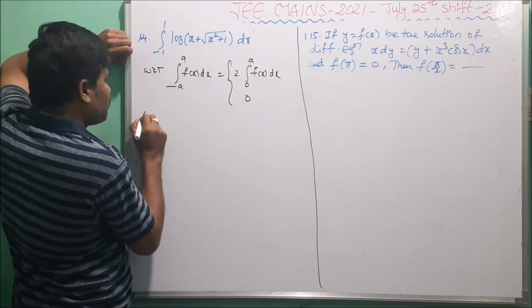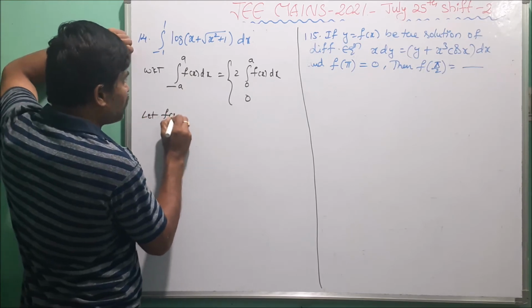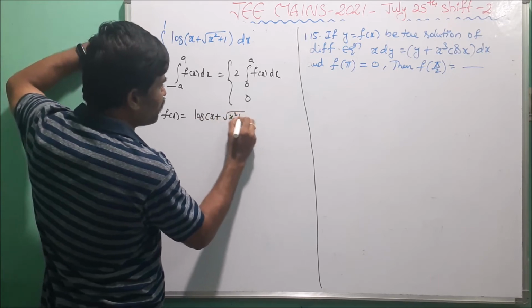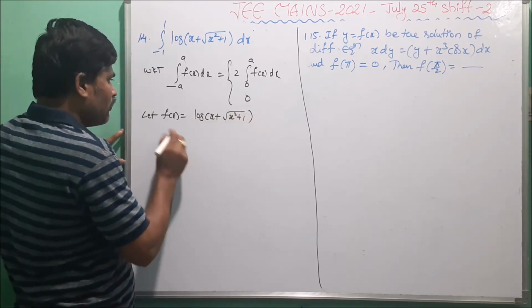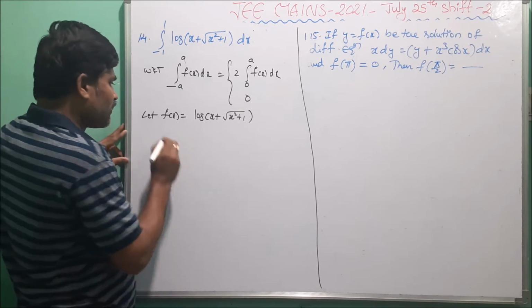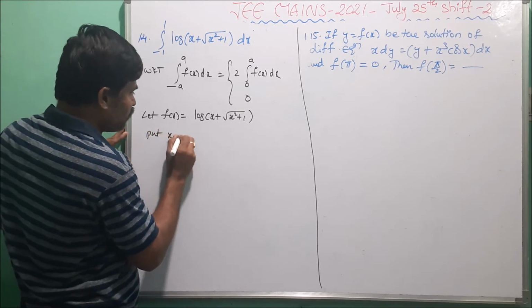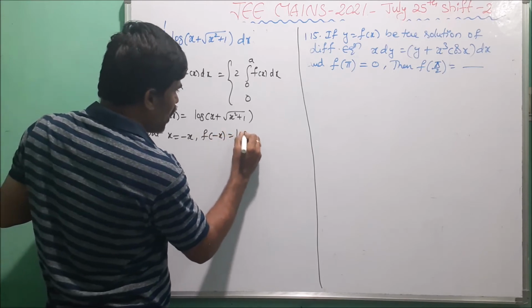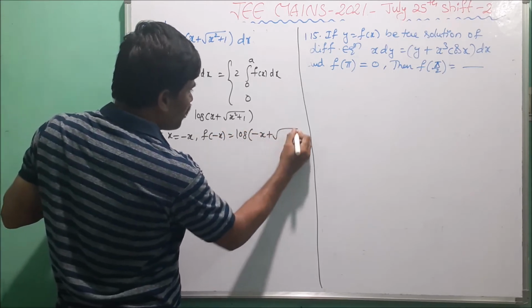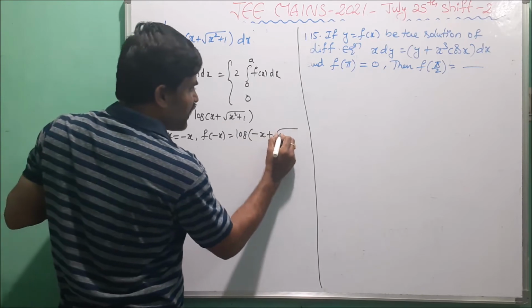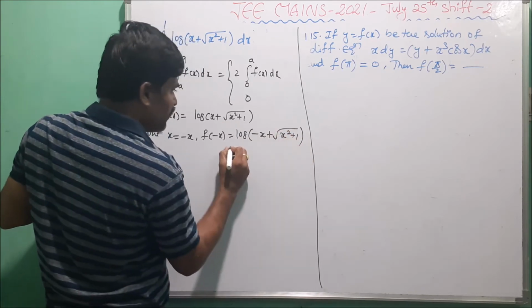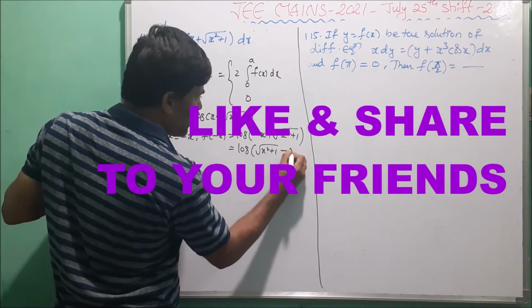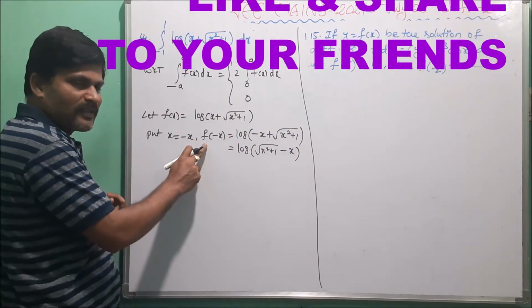So let f(x) equal log of x plus square root of x square plus 1. Now in place of x, we take minus x. Put x equal to minus x. Then f of minus x equals log of minus x plus square root of minus x whole square, that is x square plus 1. From this one we write log of square root of x square plus 1 minus x. So this is f of minus x.